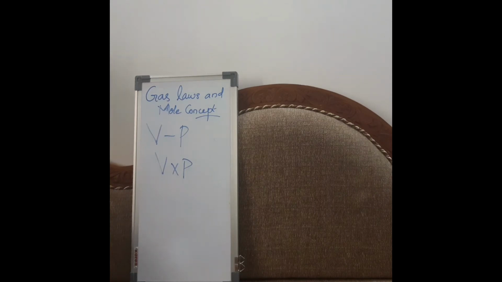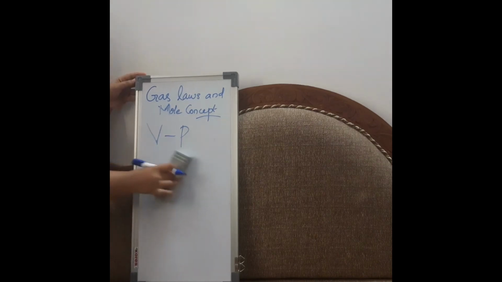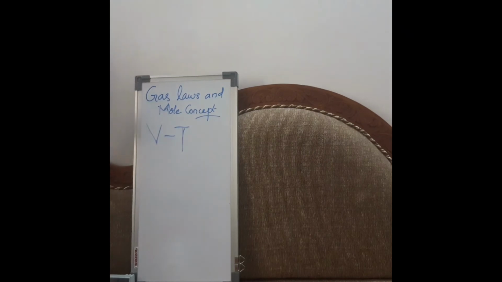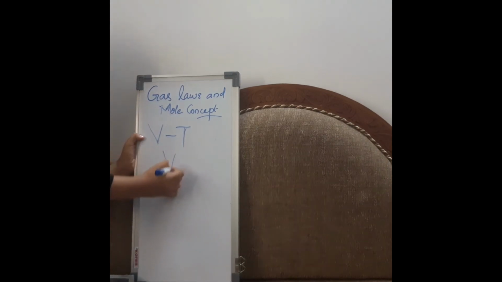Now the next one, volume and temperature. This relation was proposed by Jacques Charles, a French scientist. That's why this relation is known as Charles' law. And what is Charles' law? At constant pressure, the volume of a definite mass of gas is directly proportional to the temperature.